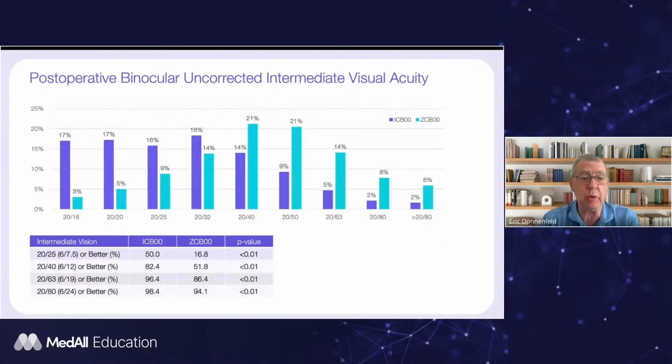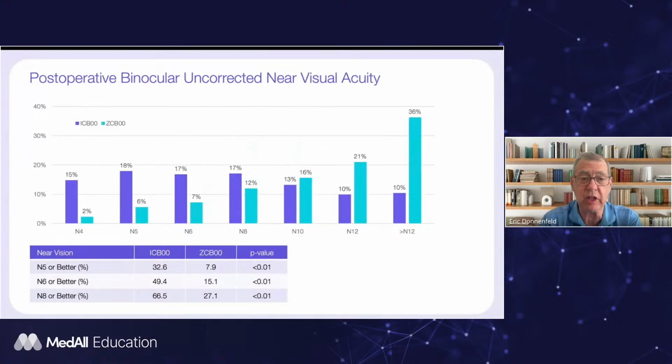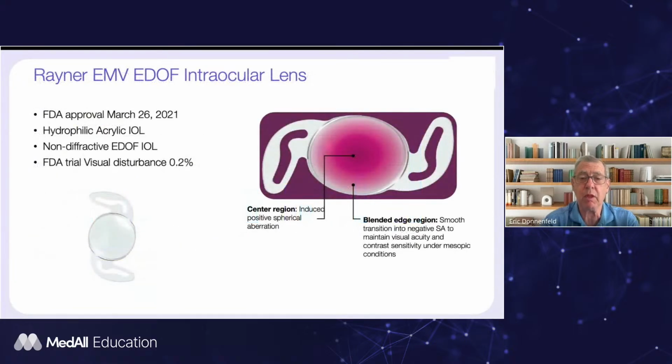17% of patients seeing 20/16 versus 3% in the control. And you can see here, 20/20 visual acuity, 3.5 times more patients seeing 20/20 with the monofocal plus Eye-Enhanced lens, and near vision again being improved. The next lens that became available in this category of monofocal plus was the Rayner RayOne EMV.